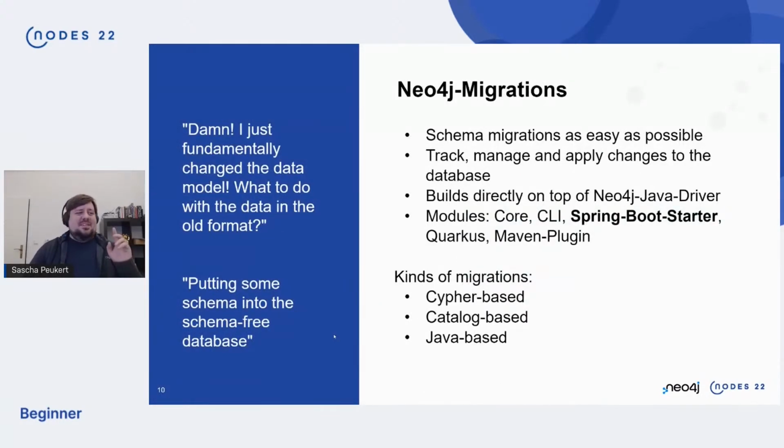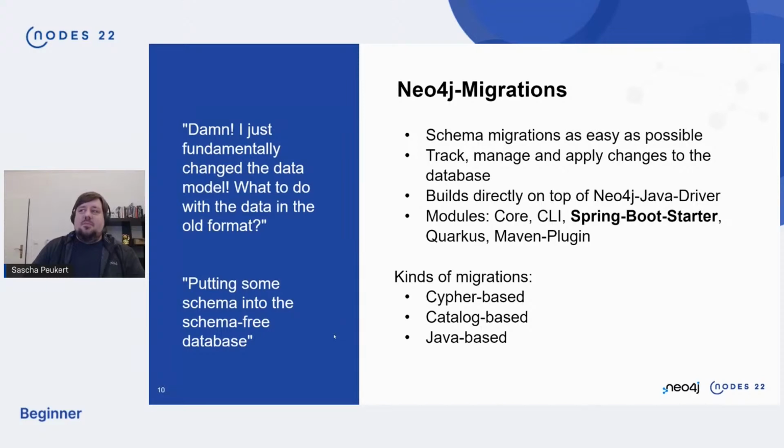Pretty cool. But damn, I just now fundamentally changed the data model. So I need to write a program for the next time that will know how the old model works and translate that into the new model. No, I don't have to do that because I use Neo4j migrations, which our colleague Michael Simmons already gave a really good talk about. So I don't want to repeat that. I just want to give you some examples here. But you can do schema migrations and refactoring super, super easy. And there's a module for Spring Boot, which handily fits into our architecture.